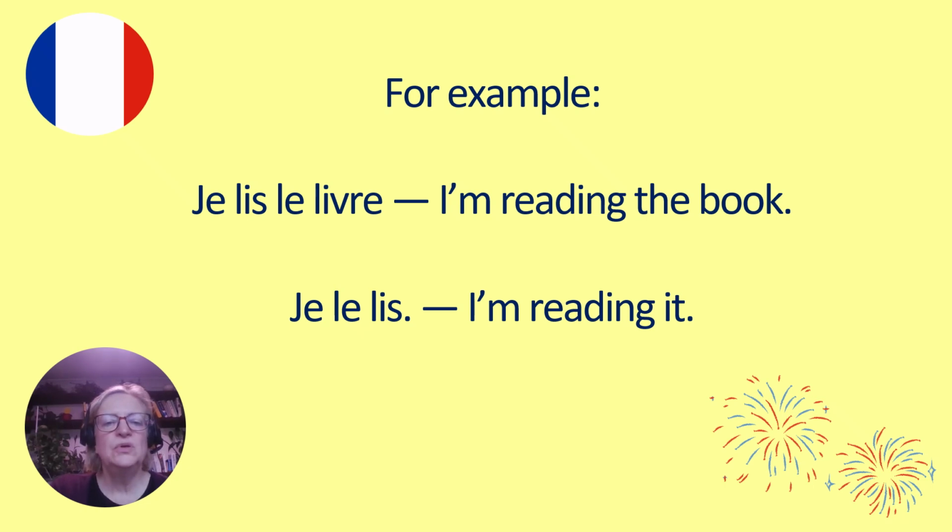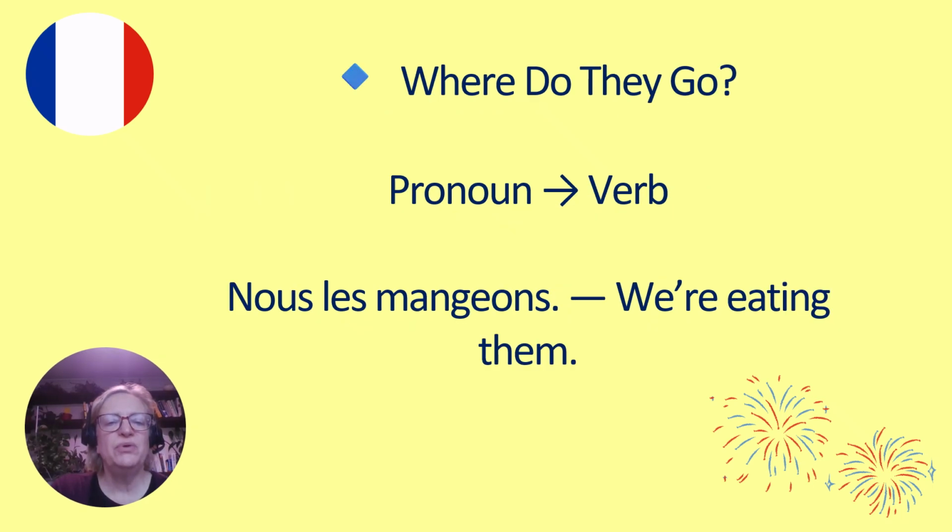So for example, je lis le livre. I'm reading the book. We don't want to repeat the word book, so we say I'm reading it. Je le lis. So the important thing to remember is where they go. The pronoun goes before the verb. So in our example here, instead of saying nous mangeons les chips, we say nous les mangeons. We're eating them. So it's different to English, where the pronoun usually goes after the verb.